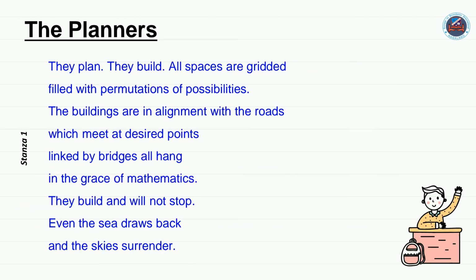In the first stanza of the poem, the poet states what the planners do. They plan, they build, all spaces are gridded. It also shows how organized the planners are. The fact that the pronoun they is used instead of directly naming the planners makes them seem ominous and mysterious. The planners are dehumanized, the sea and the skies are personified, they are drawing back and surrendering. This shows that the planners have driven nature out of the city.